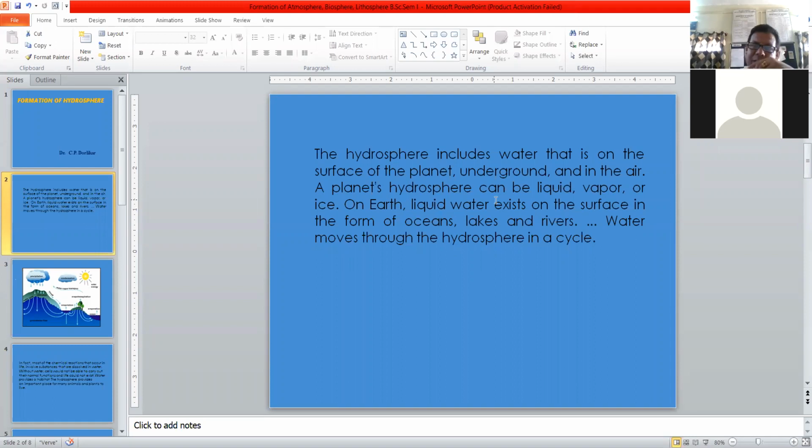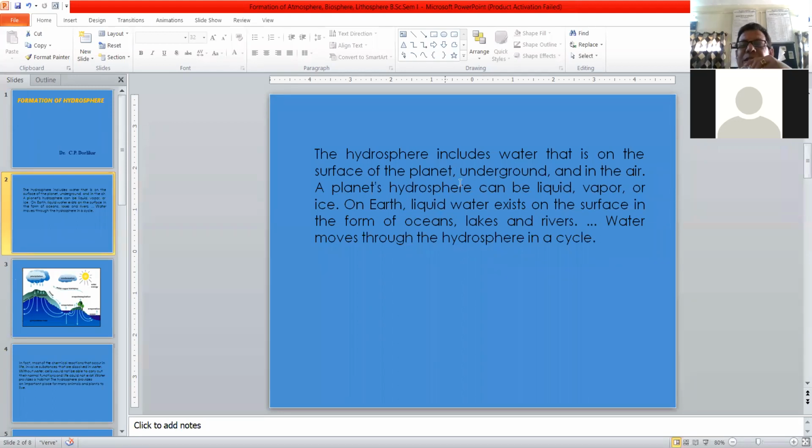the atmosphere. It means that the hydrosphere includes the water that is on the surface of planet Earth, and then underground water. The water which occurs below the surface is called groundwater or underground water, and the water which is present in the air, it means the water present in the atmosphere. The study of this water is known as the hydrosphere.